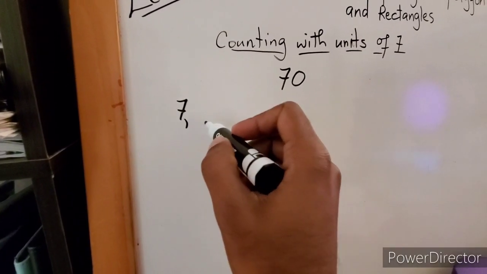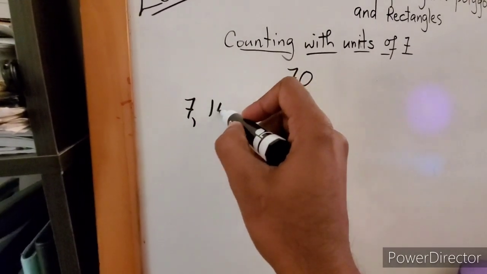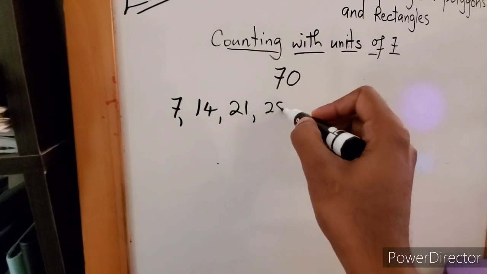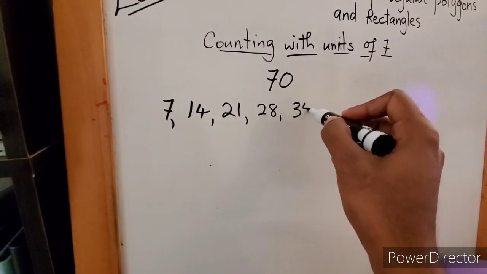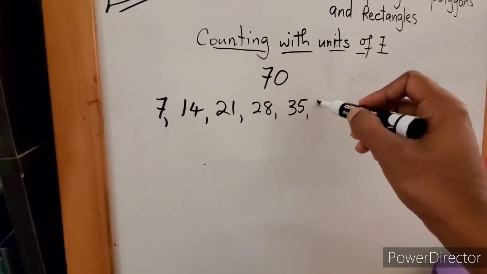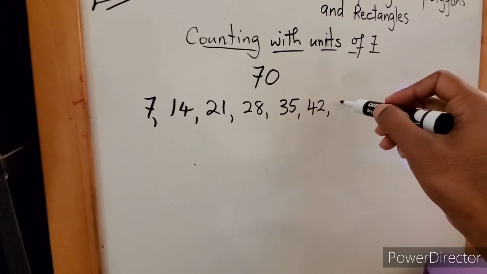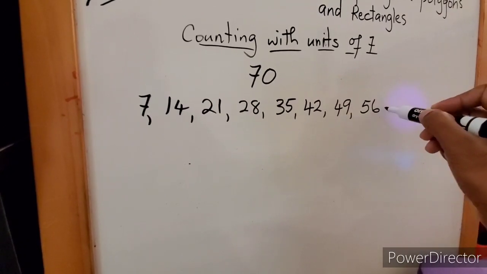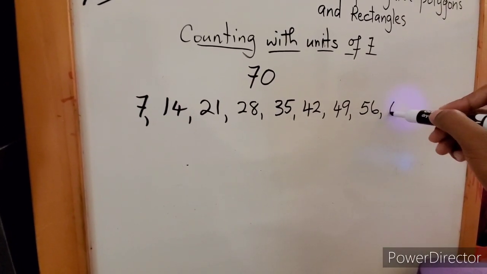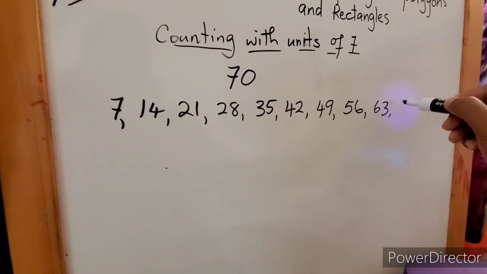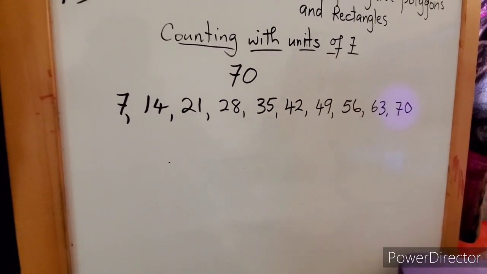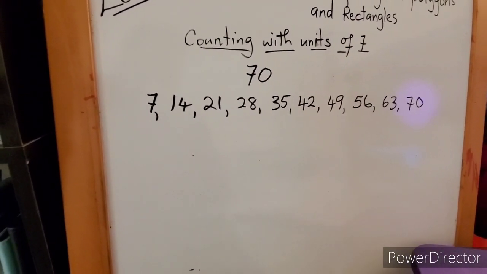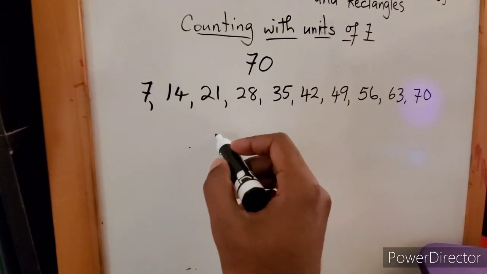7 times 1 is 7. 7 twos, 14. 7 threes, 21. 7 fours, 28. 7 fives, 35. 7 sixes, 42. 7 sevens, 49. 7 eights, 56. 7 nines, 63. And 7 tens, 70. Okay, that's counting up to 70.